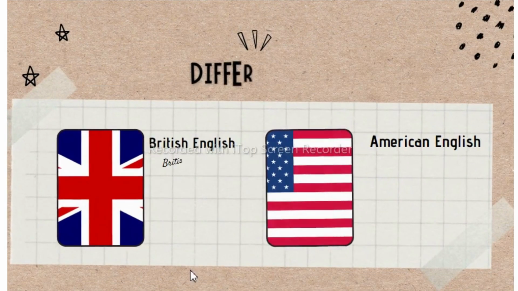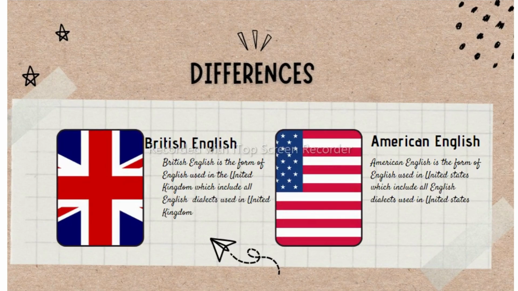The English language has several variants. The English spoken in one country differs from that of another. It is in this connection that we perceive many differences between British and American English. British English is the form of English used in the United Kingdom, which includes all English dialects used in the United Kingdom. Whereas American English is the form of English used in the United States, which includes all English dialects used in the United States. So now let's see the differences in vocabulary.